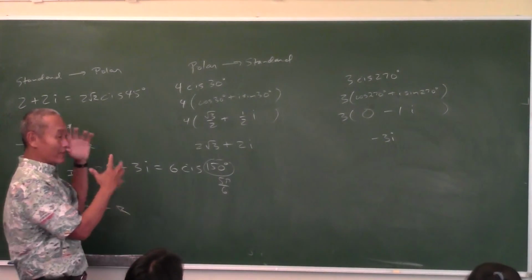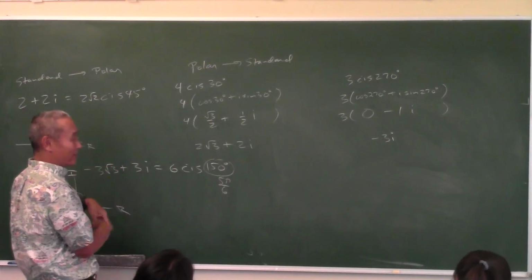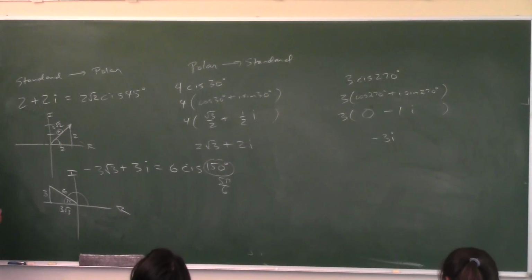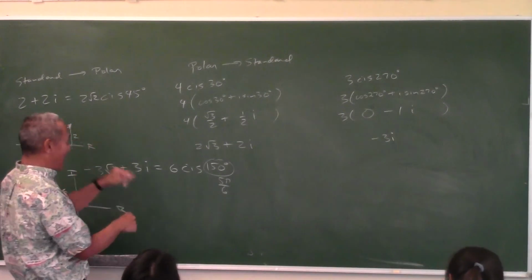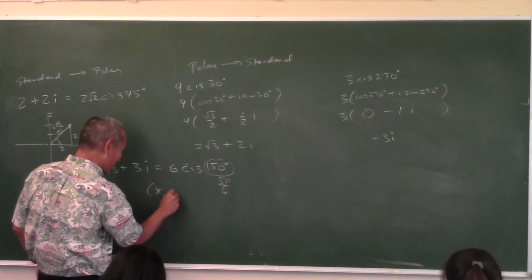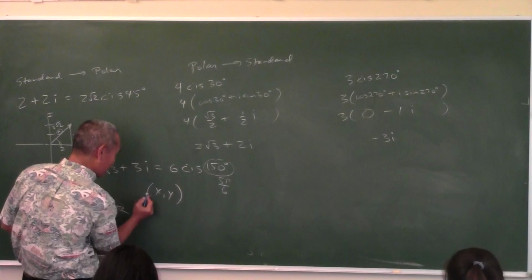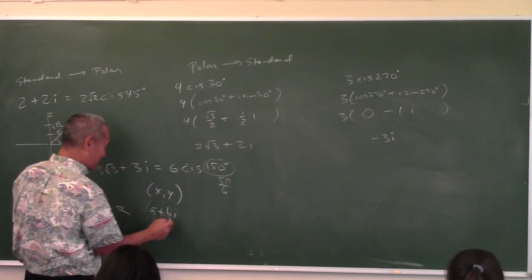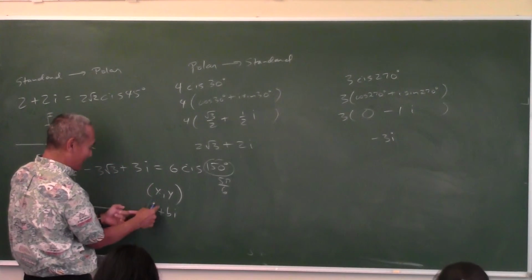This is just like converting rectangular into polar and polar into rectangular. We already did it already. The only difference is instead of having x and y, you now have a and b, right? See, this is the only difference. You convert it into this, and then a plus bi. It's exactly the same. This is that, and that is that.